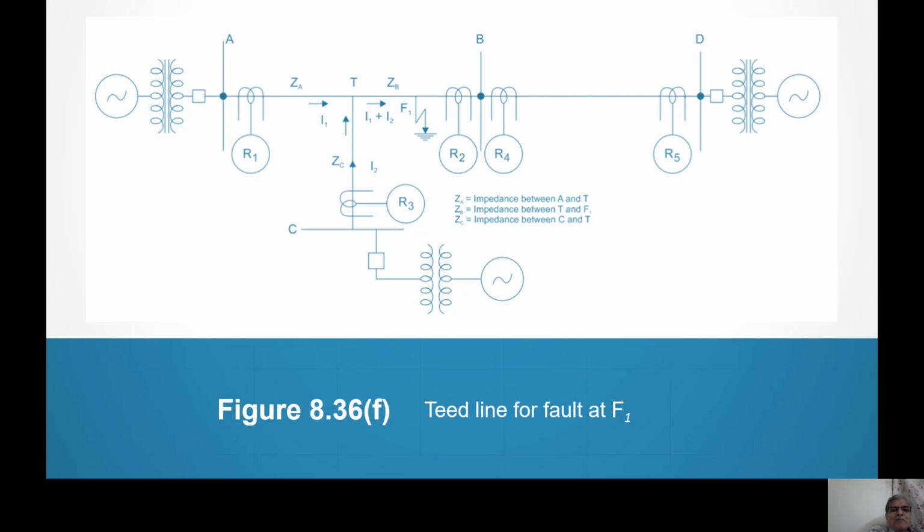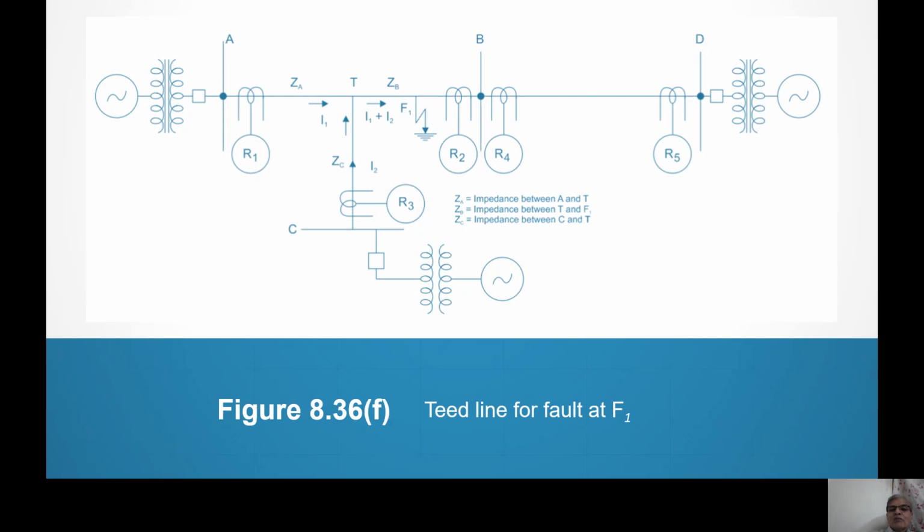Now, what is my problem? My problem is this. Sir, there are relays R1, R2, R3, R4, R5, right? Now, relay R1 has to measure the distance from the relay to fault F1. It has to measure the relay to fault F1, so it has to measure impedance AF1.